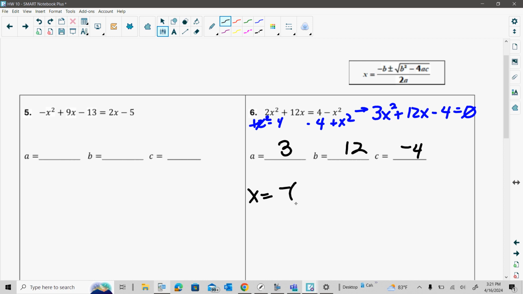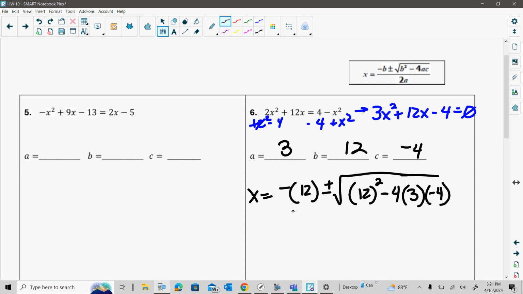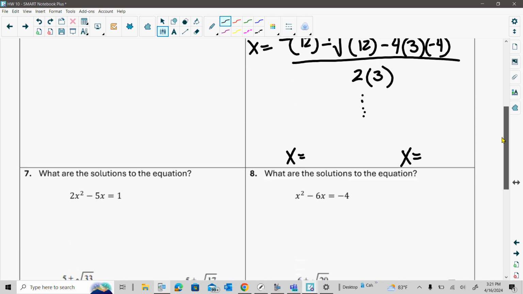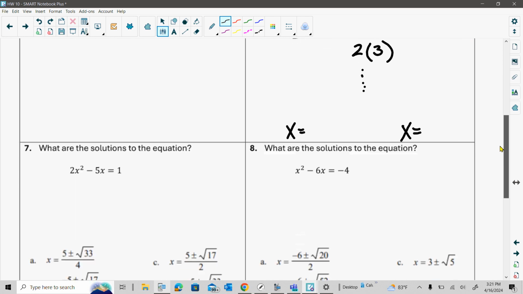So this would be negative parentheses 12 plus or minus square root 12 squared minus 4 parentheses 3 parentheses negative 4 all over 2a. So 2 parentheses 3. And so we want you to actually work it all the way out and get your values for x here. Okay, so going from me providing the parentheses to now you doing it on your own.